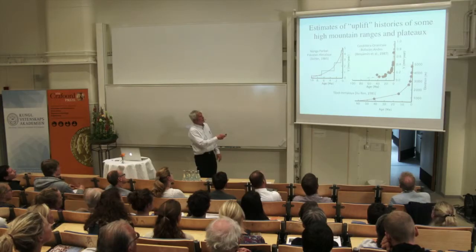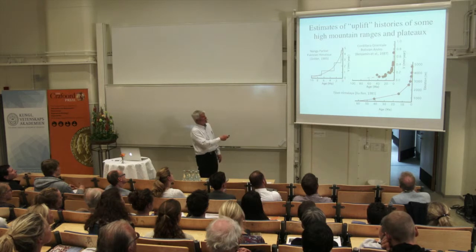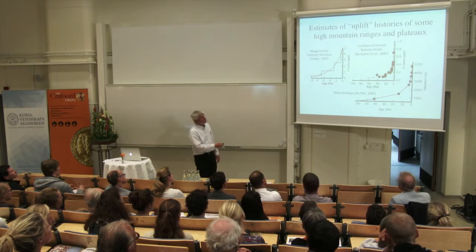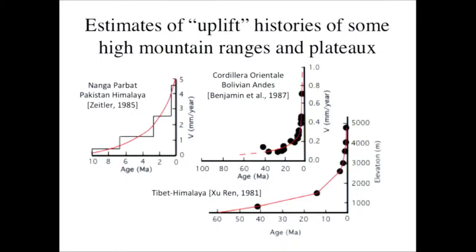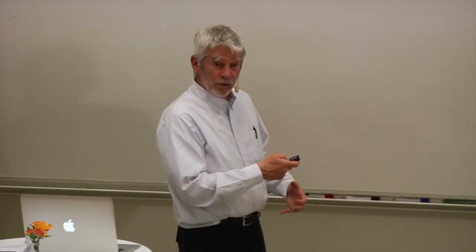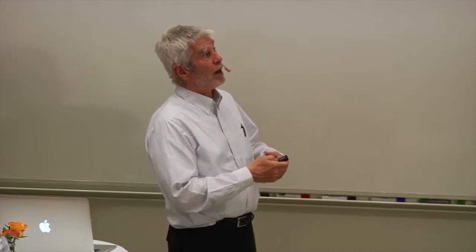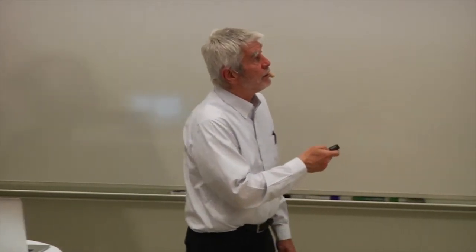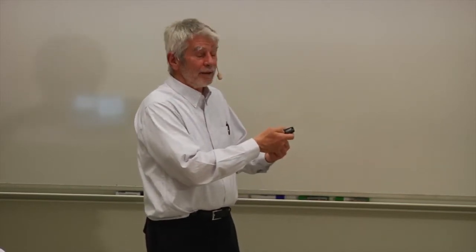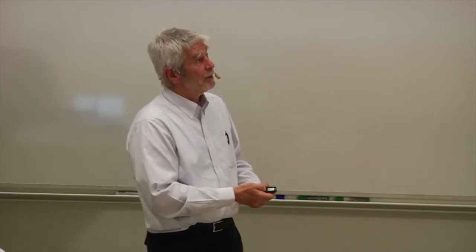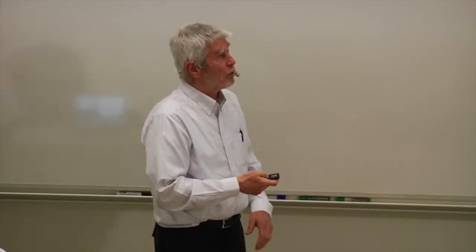They're given as rates of uplift in millimeters per year, 1, 2, 3, 4, 5 millimeters per year, going back to 4, 6, 8, 10 million years ago, or lower rates in the Andes, up to 1 millimeter a year, and going back over longer periods of time. But in fact, these are not rates of uplift, these are rates of erosion, or more precisely, they're rates that rock cooled because of erosion. So although they call them uplift, this is not uplift of the surface of the Earth. This is erosion of the rock off the top.